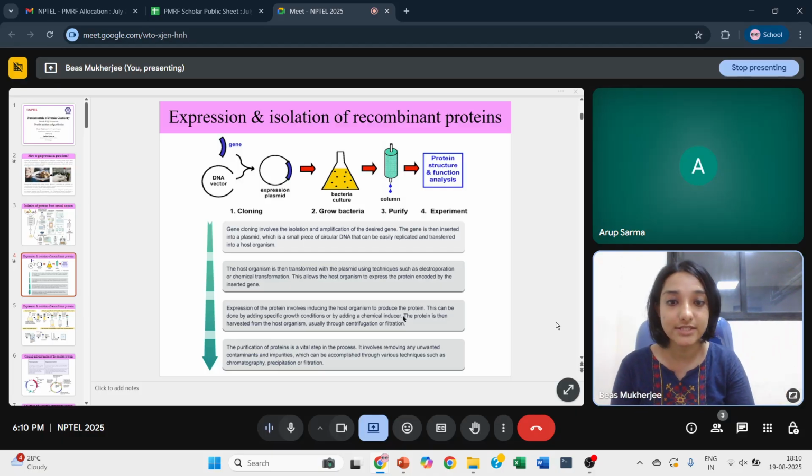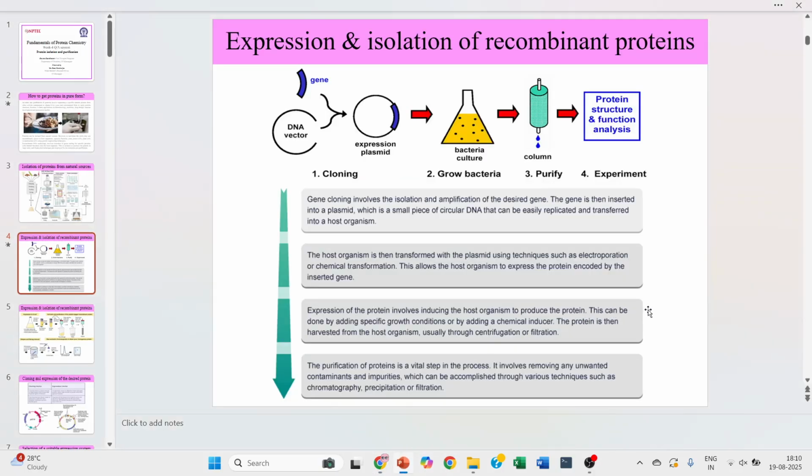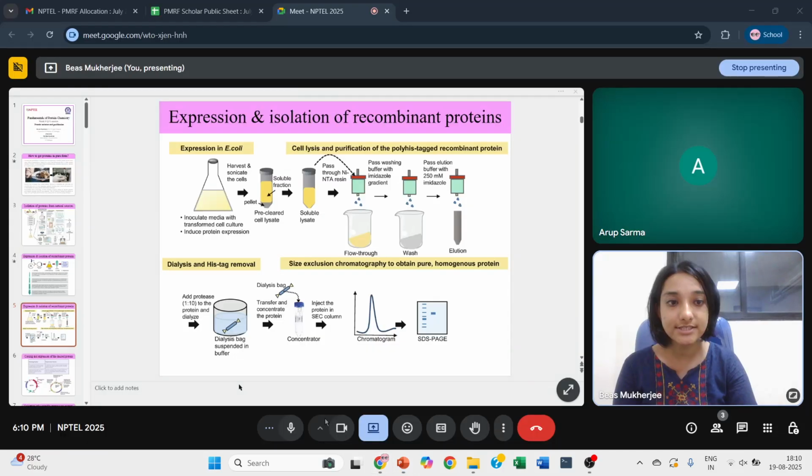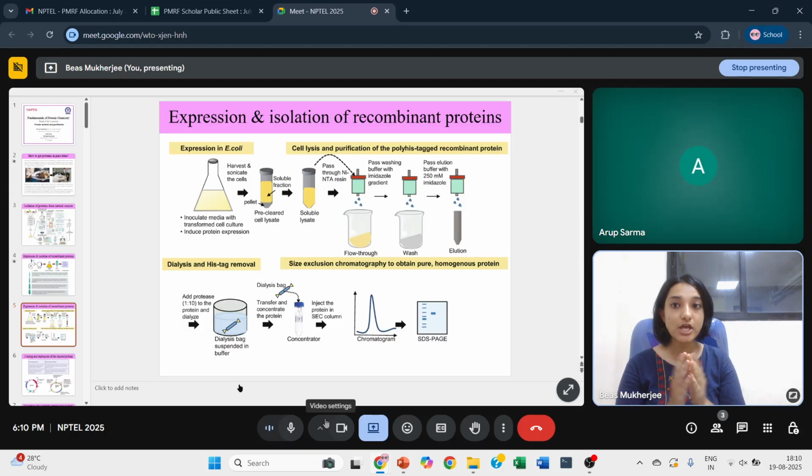Okay, now see what happens. So this is the entire process that is shown. First is expression in E. coli. After cloning, this is transformed into the bacteria and now expression in E. coli happens. Normally for protein expression, E. coli strains are used, and normally BL21(DE3) is the strain that is used.